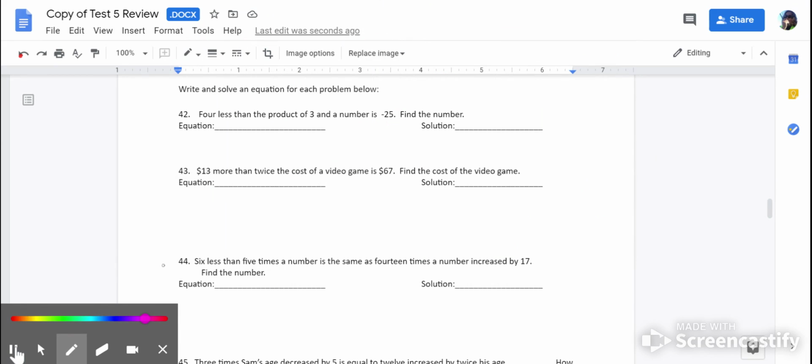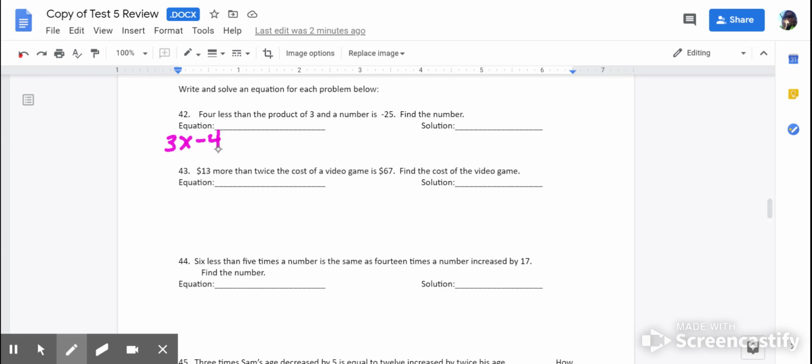In this last section, we have a bunch of word problems, so what I want to do is create the equations or the inequalities that go with them, and then solve. So 4 less than the product of 3 and a number. Well, product means multiply, so I'm going to multiply 3 and x, and 4 less than that means subtract 4. Is always means equals, so equals negative 25. At this step, I want to add 4 to each side. This will be my equation. So if I add 4, I will get 3x equals negative 21. Divide each side by 3. My solution will be negative 7.